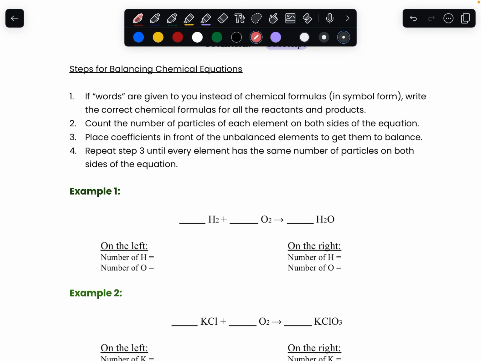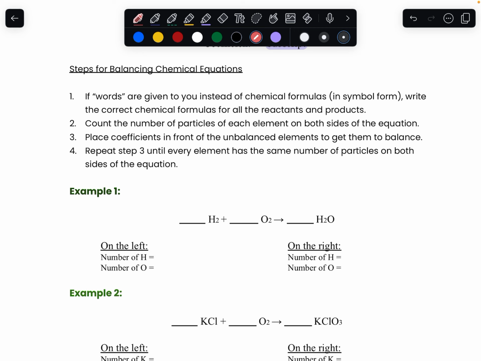If I give you words, something like water instead of H2O, you've got to turn those into chemical form, in symbol form, before you go ahead and try to balance. In this screencast and these notes, I'm only going to give you the formulas. And then once you do that, you can count up the number of particles of each type and make sure that they're the same on either side of the equation.